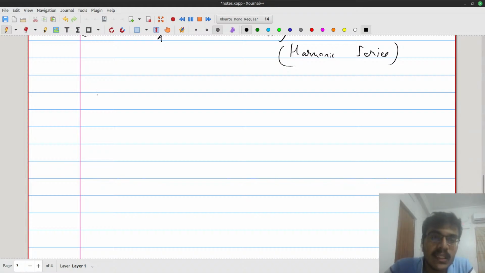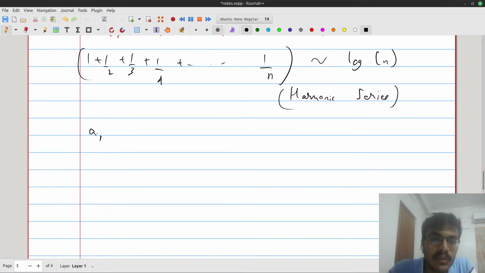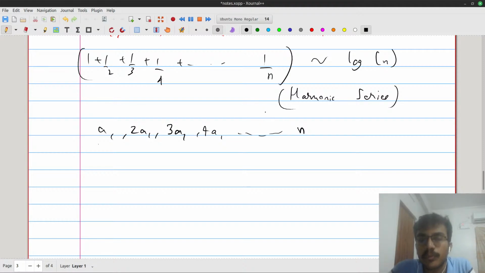So I'll explain. We have some A1, right? We'll just keep iterating for all of the various possibilities. We'll just iterate from A1, 2A1, 3A1, 4A1, all the way till we reach n. Till we reach a number greater than n, we just keep checking A1, 2A1, 3A1, 4A1, etc., all the way till we reach n.